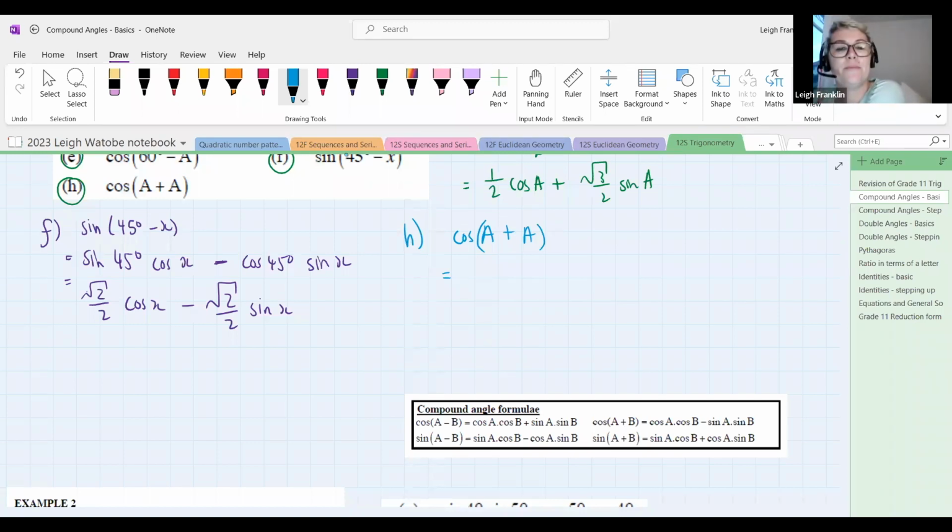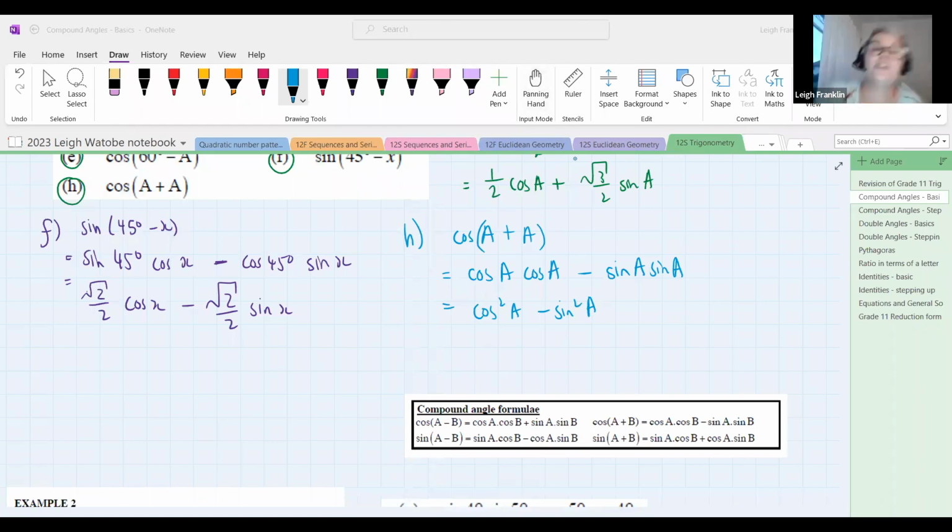What did you write? Ma'am, I got cos squared A minus sine squared A. Absolutely. Okay, so initially you would have written cos A, and then you would have written minus sine A, sine A. Good. All right, and you would have ended up with cos squared A minus sine squared A. Okay, lovely. Well done. And if we've started trig, we would actually know that that's one of our trig double angles as well. But we'll speak about that in time to come. Okay, so before we go on, are there any questions that you guys want to ask?